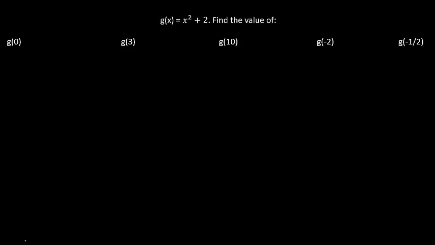Another way, you could use any letter. So we know it as f of x, but you can use g of x, h of x, k of x. So in this equation, we've got g of x equals x squared plus 2. Find the value of g of 0, g of 3, g of 10, g of minus 2, and g of minus a half.